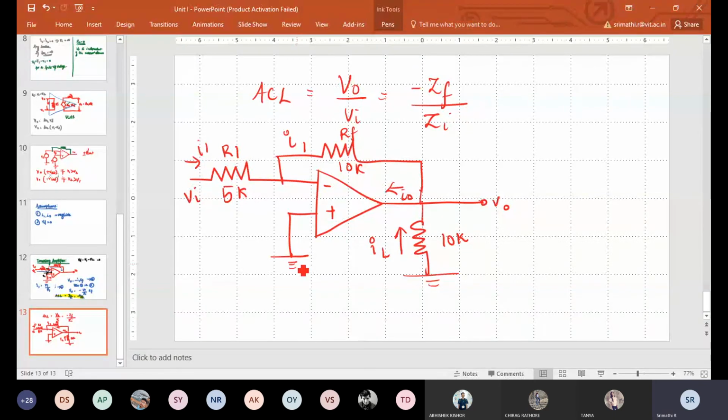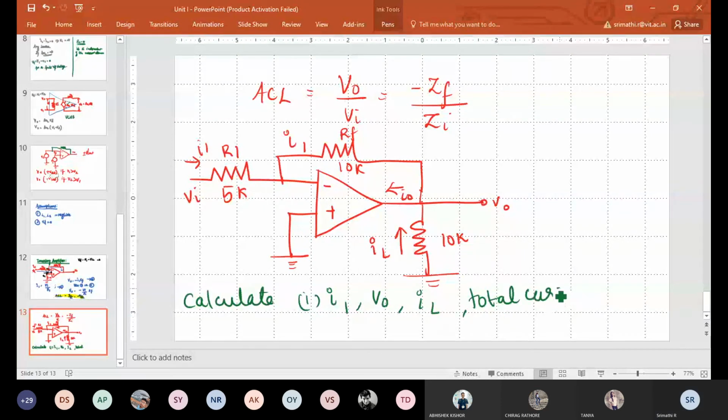Please note down the problem. For the circuit shown in the figure, calculate I1, V0, IL, and the total current. So you have four quantities to find: I1, V0, IL, and the total current.